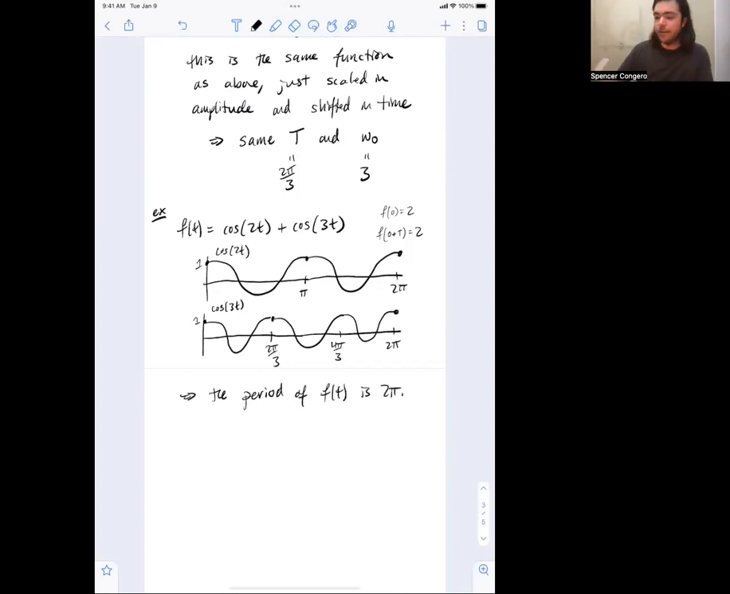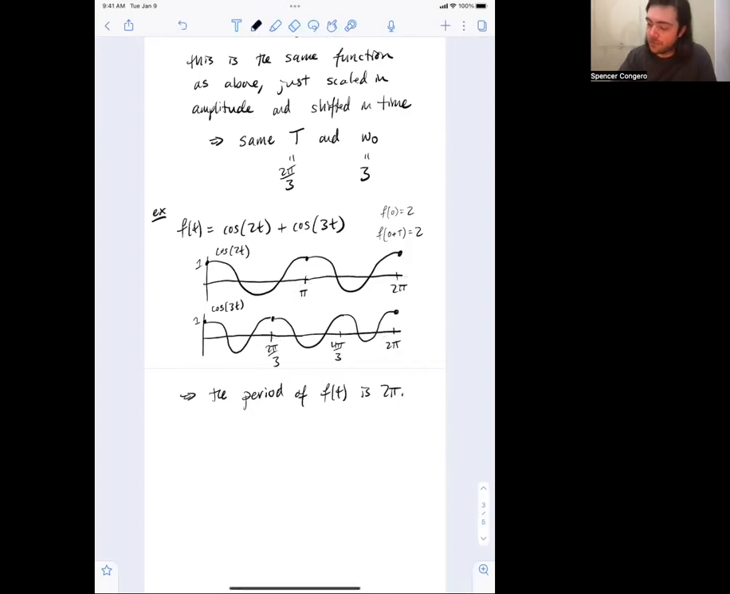Okay, so more generally, most of the time, if you have the sum of two cosines or any two sinusoids, the period, if it's a periodic function with a certain period, should be the least common multiple of the periods of the two functions. So you can see the period of the first function was pi, the period of the second function is 2 pi over 3, and 2 pi is the least common multiple. It's the smallest number that is an integer multiple of both of these periods. Okay, and that's exactly what we did.